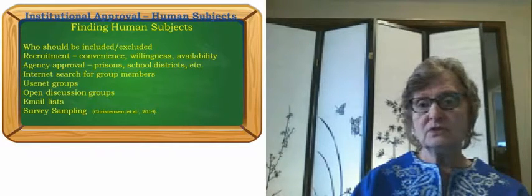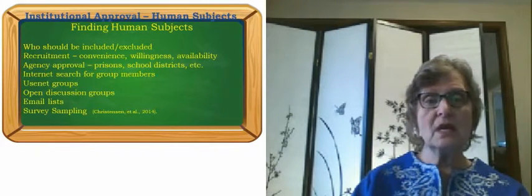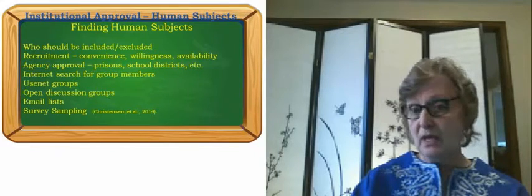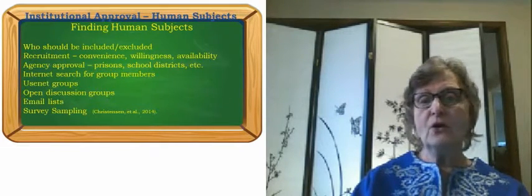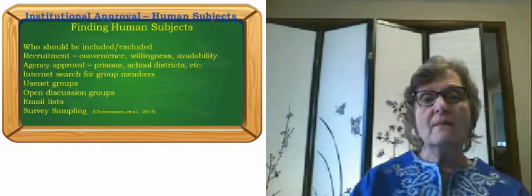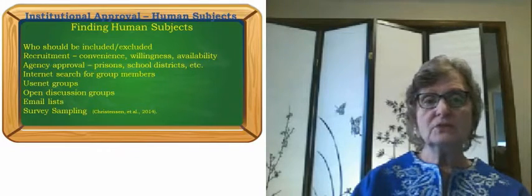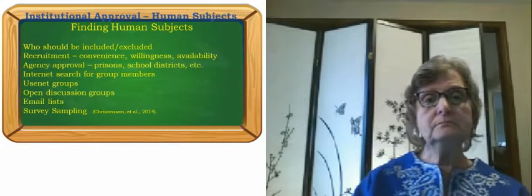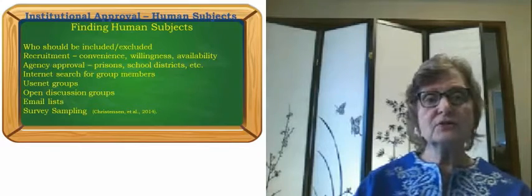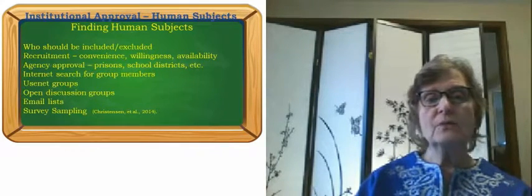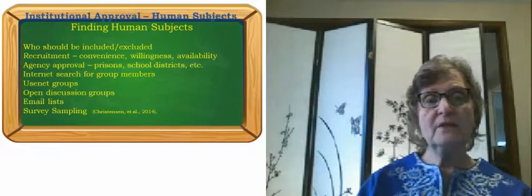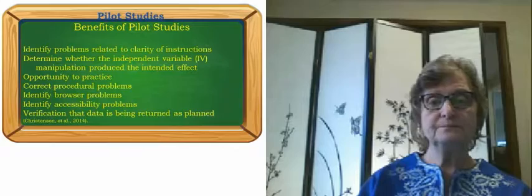For example, I want to do research with high school students, so in addition to getting the IRB approval, I will need the agency approval from the school district and the actual high schools that I want to use to interview students. In addition, we can do internet searches for group members through open discussion groups. We can use Usenet groups, email lists, and there is a company that does survey sampling for us, and we just pay a fee for that.